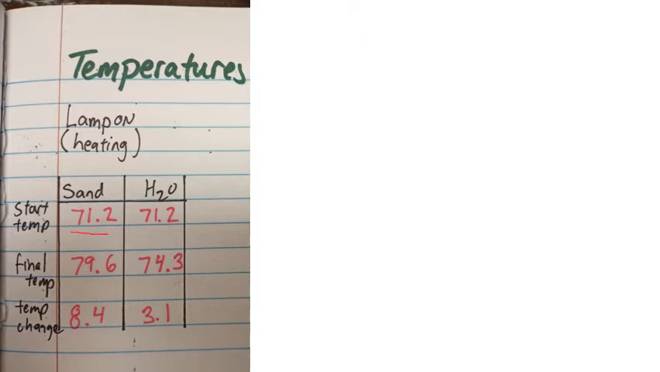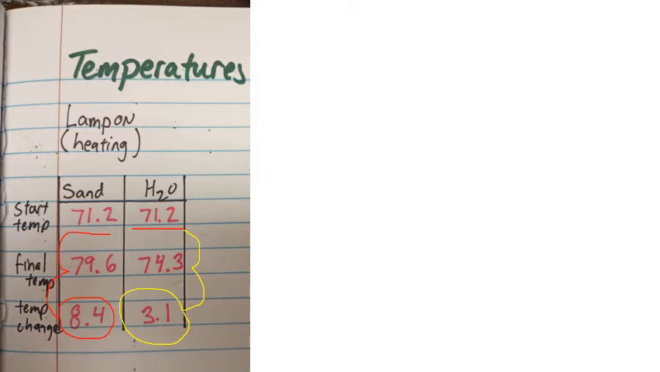The sand and the water both started at 71.2 degrees, and when the lamp was on for 10 minutes, it gave each sample energy, their particles moved faster, and hence their temperature went up. Now you'll notice the sand went up to 79.6, which means it went up 8.4 degrees. The water went up to 74.3, which means it only went up 3.1 degrees.